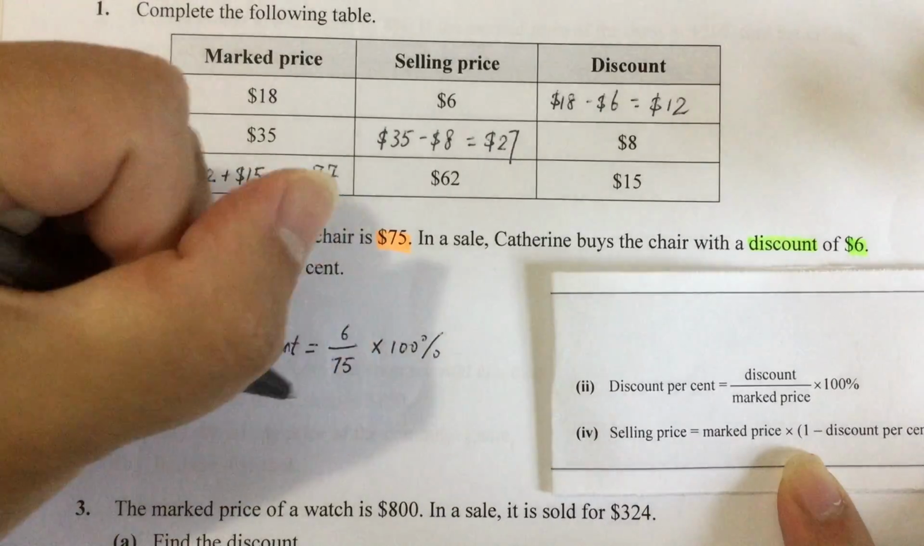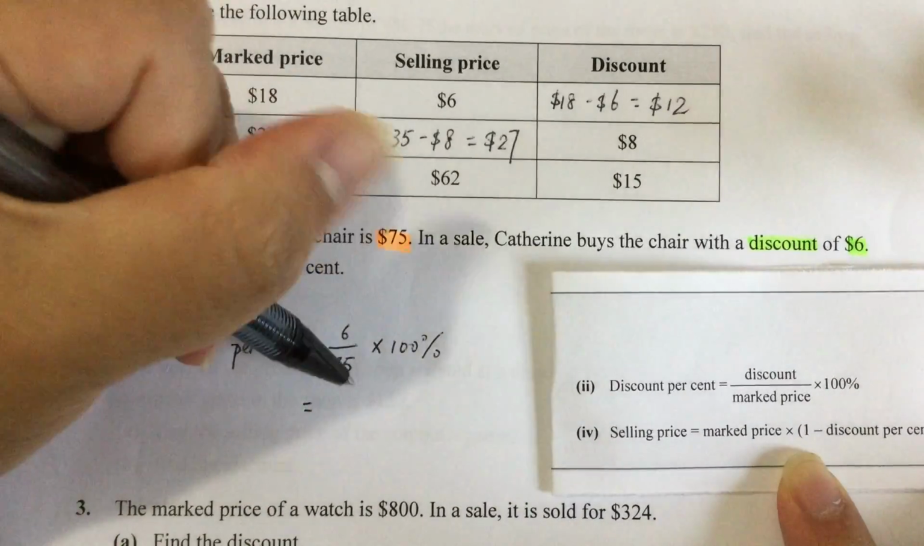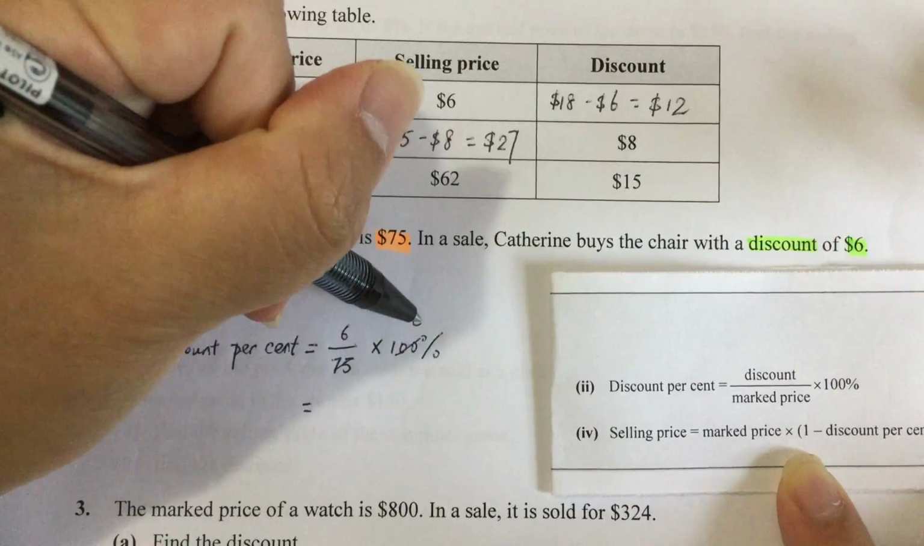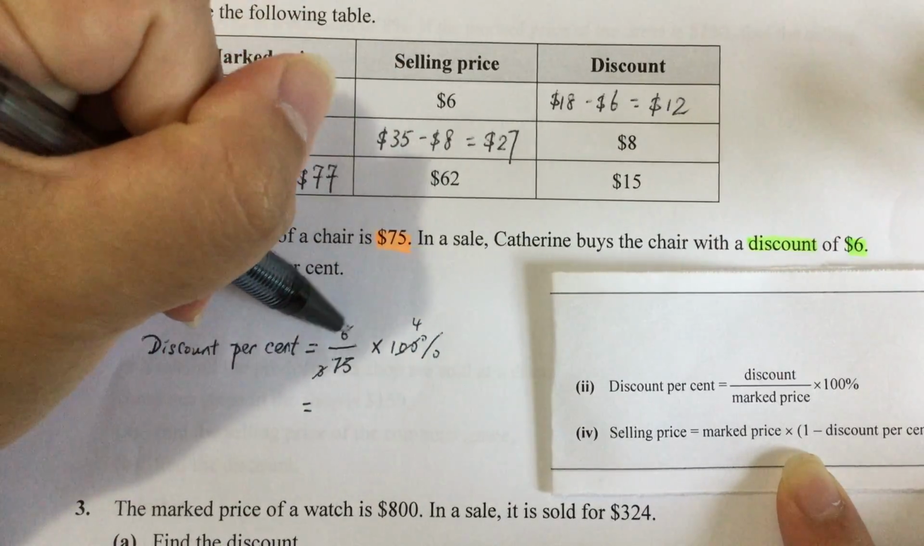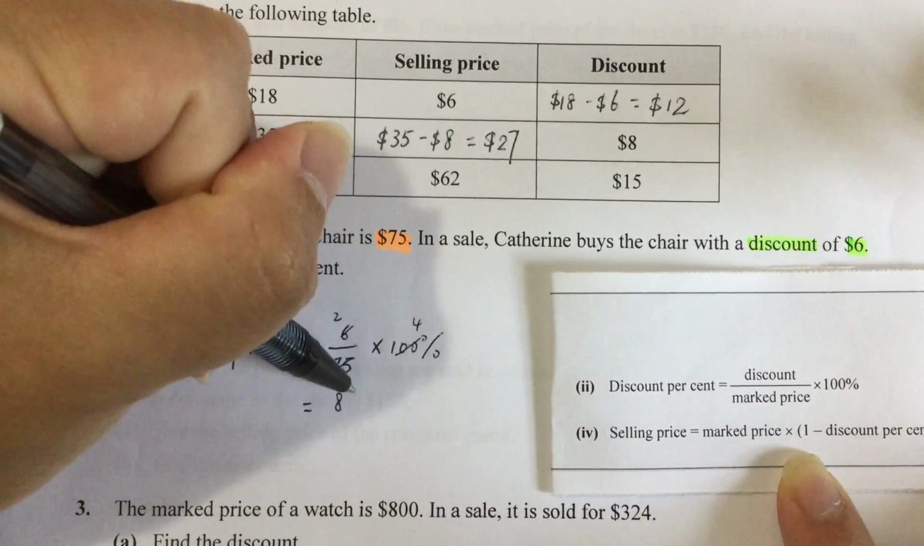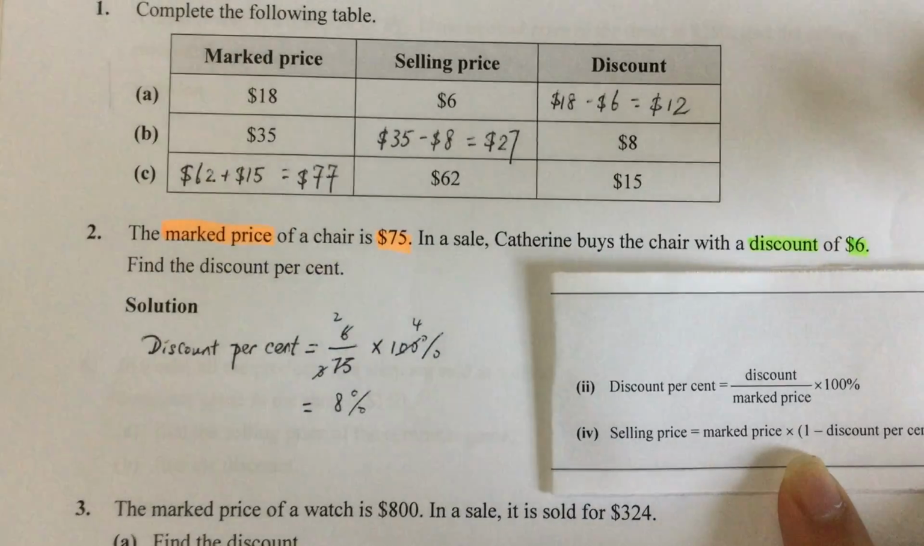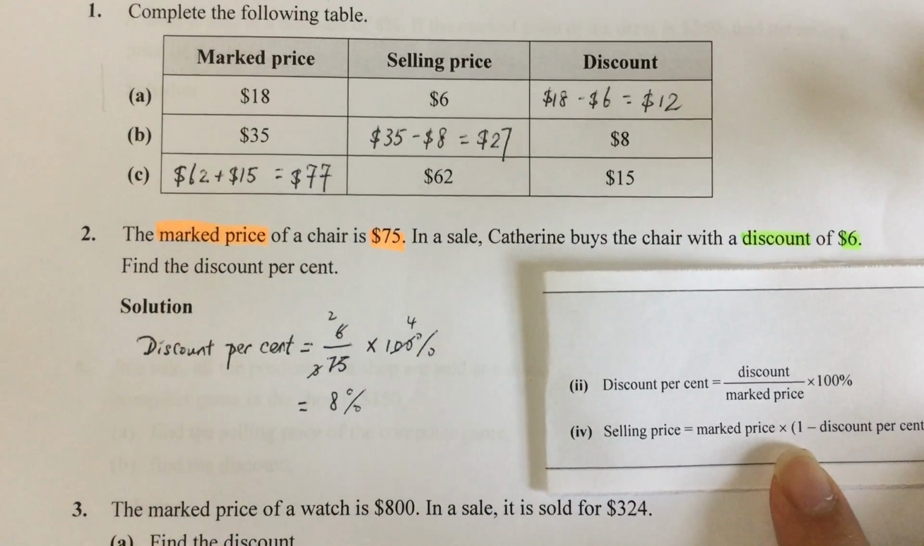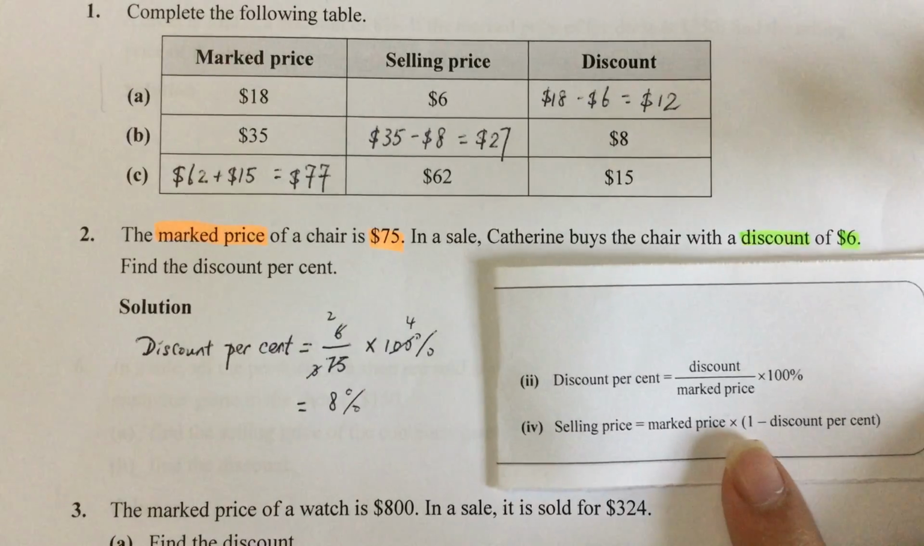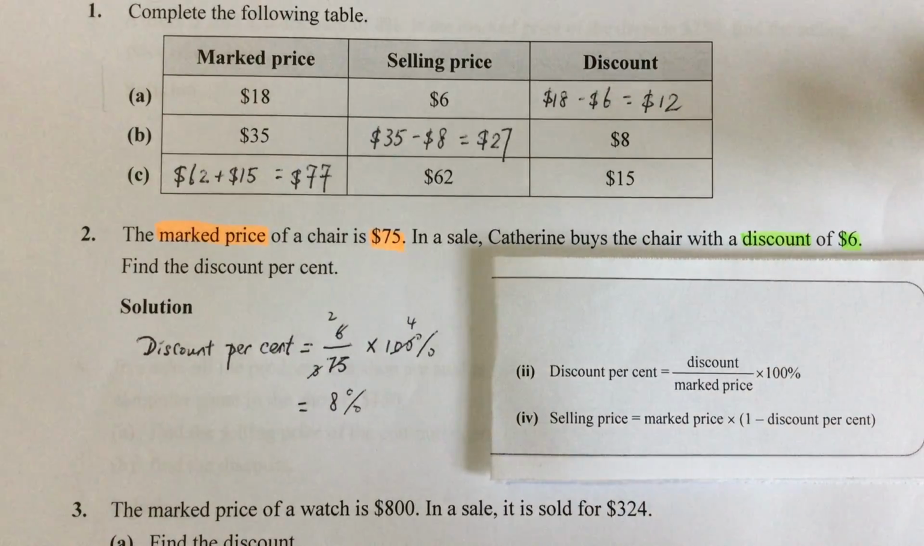And now we are going to do the cancellations. 75 and 100, you have 4, you have 3, and then you have 2. So this is 8%. So you have 8% here. Okay, this is the discount percent. Question 2. I will give you 15 seconds to understand the question first.